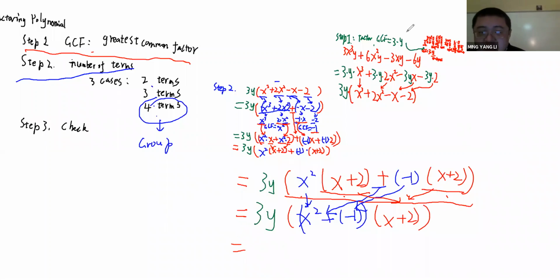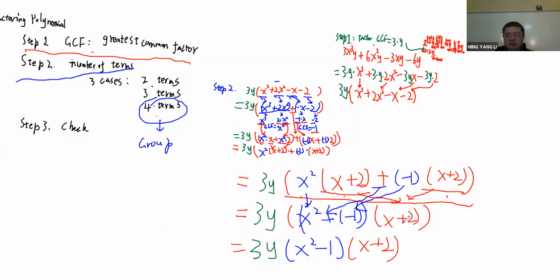So we can copy this as now 3y times, I write it in green. Okay. X squared plus -1 is -1. Then lastly, the red part, x plus 2. So that's the end of step 2.